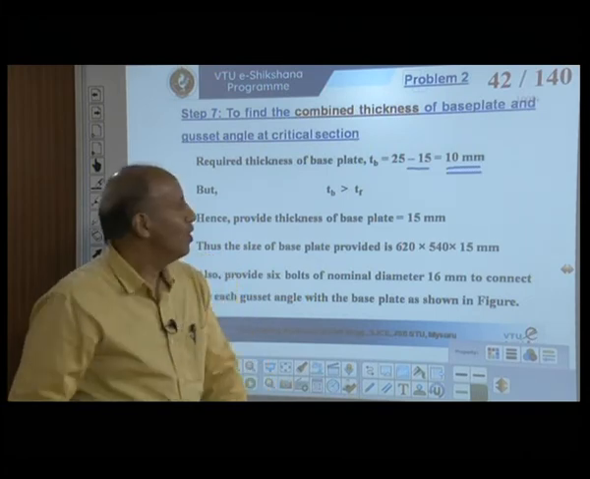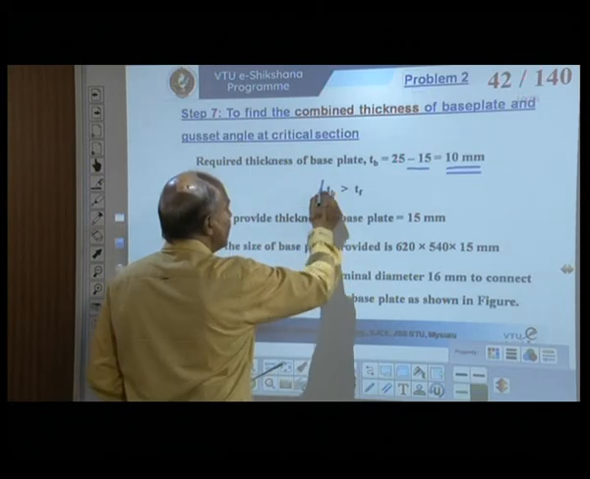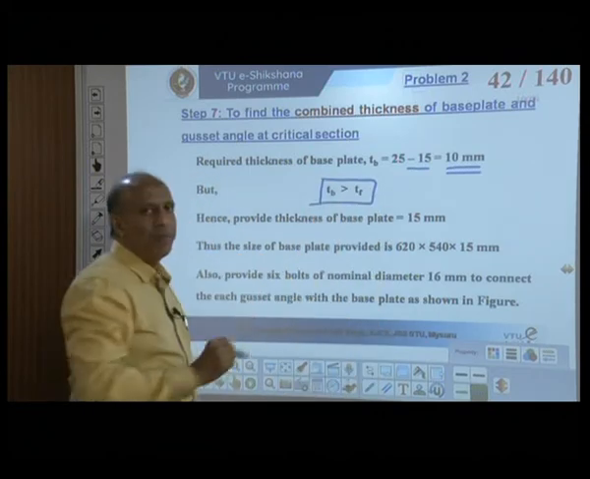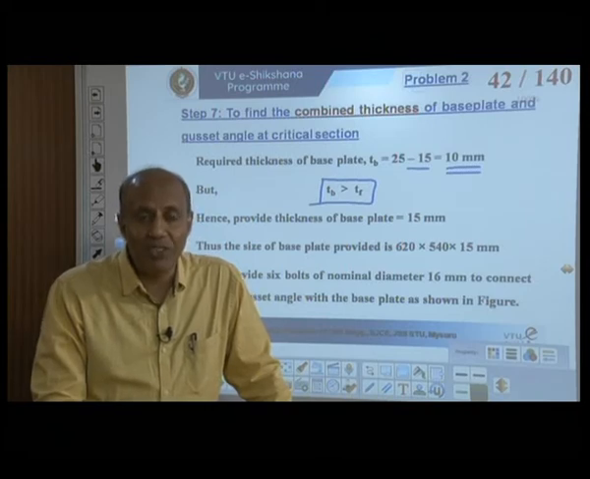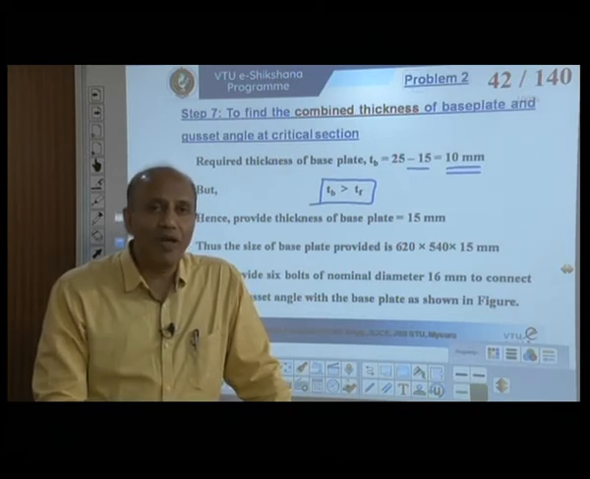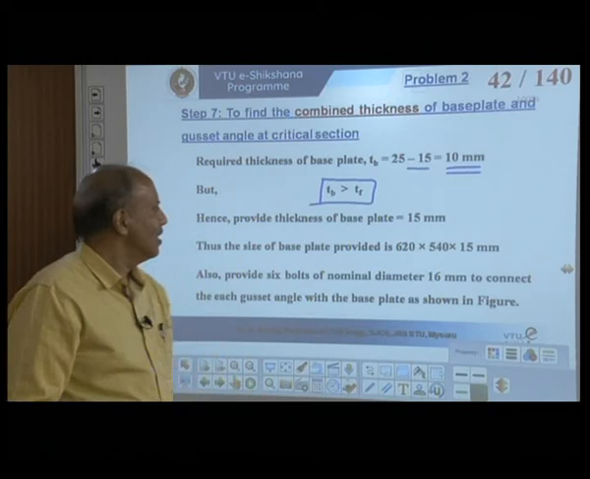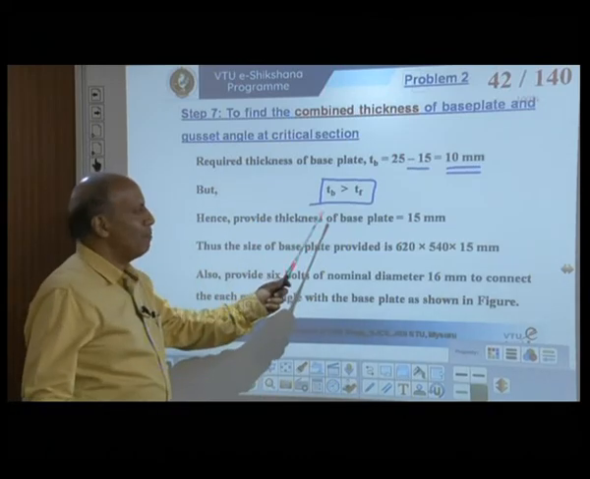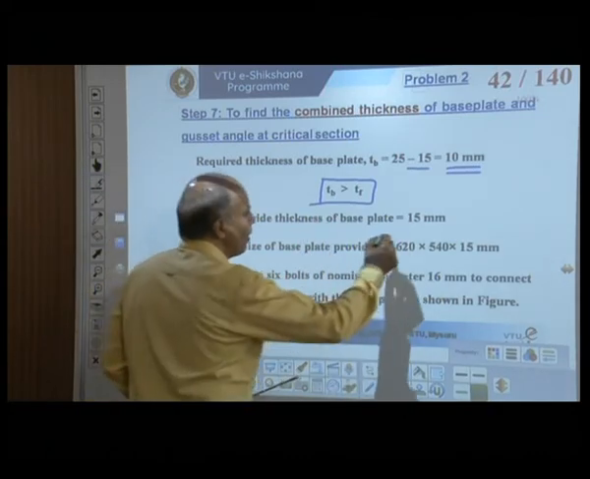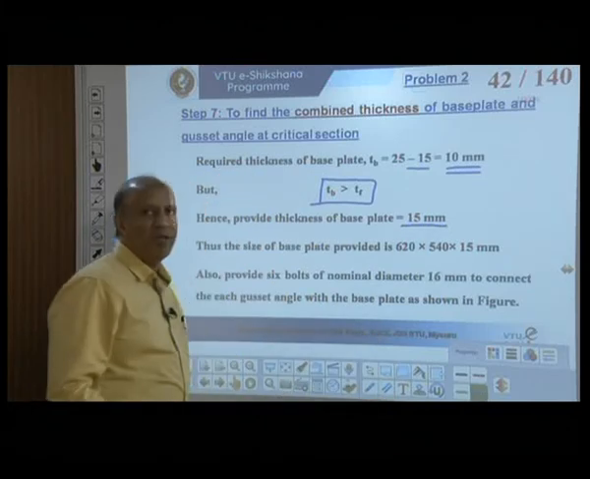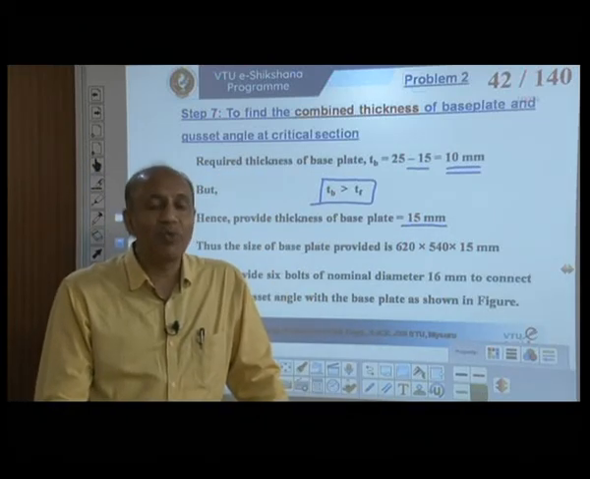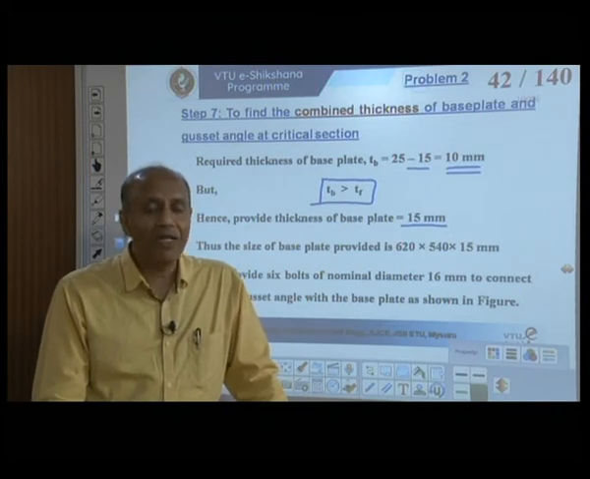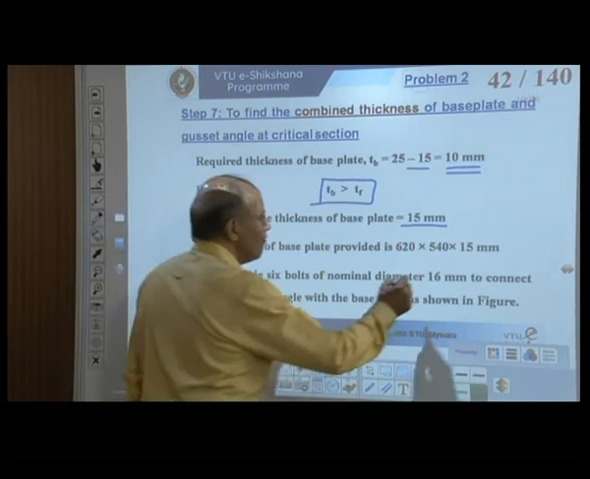but look at this, at any cost, the thickness of your base plate should not be less than the thickness of the flange, it should be more. What is the thickness of the flange? 11.7 millimeters, correct. However, I am just trying to provide the base plate as 15 millimeters here. I would like to match the thickness of the slab base with the thickness of the angle, which, as you know, is 15 millimeters.